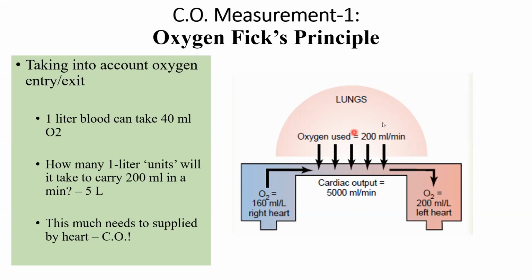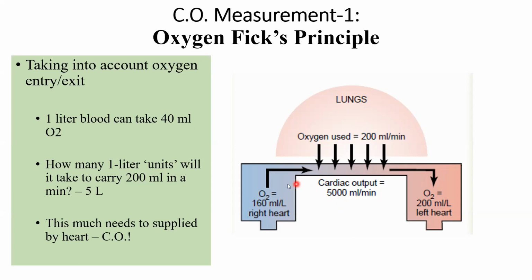How many, quote unquote, units of blood will it require to take up 200 ml? The answer is basically 5 units, quote unquote, 5 units of that 1 liter of blood need to be provided per minute so that you can pick up your 200 ml per minute oxygen uptake. And this 5 liters, or 5000 ml per minute, is your cardiac output.